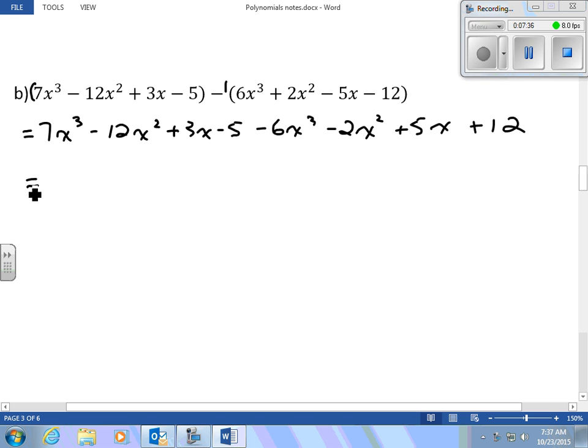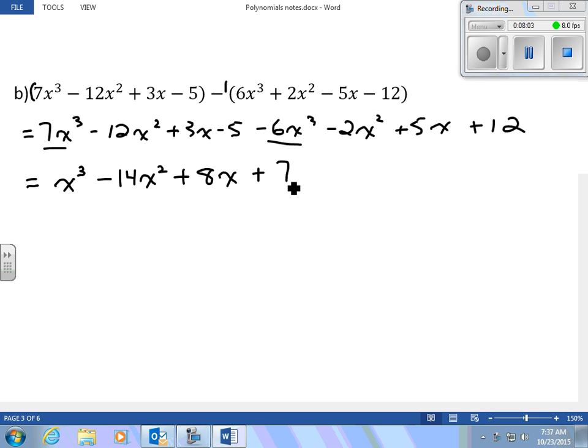So I have a 7x cubed and I'm subtracting 6x cubed. So that will give me 1x cubed. A negative 12x squared minus 2x squared. So I have minus 14x squared. A positive 3x plus 5x, so plus 8x, and negative 5 plus 12 plus 7. So subtracting involves usually one more step than adding does because you need to carefully fix the signs in the polynomial that you're subtracting.